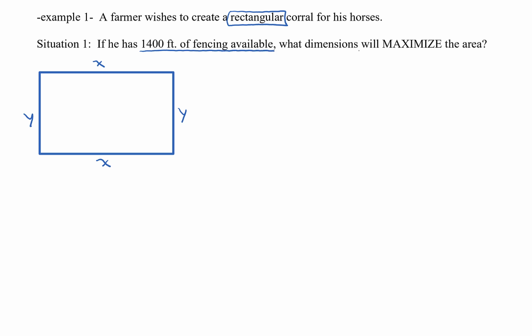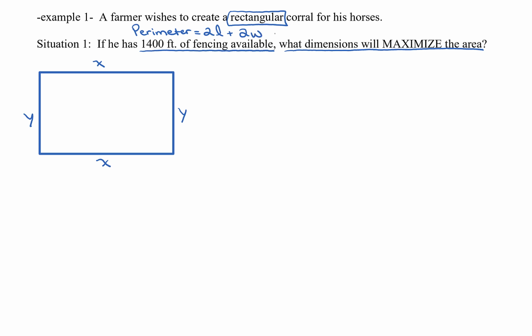And I'm also going to underline the part that says what dimensions will maximize the area? My objective here is to find a maximum. I need to find an equation that's going to help me find that maximum that will maximize the area. So let's go ahead and write down the formula for perimeter of a rectangle. I'm going to write down the word perimeter equals 2 times L plus 2 times W, which represents 2 times the length plus 2 times the width.